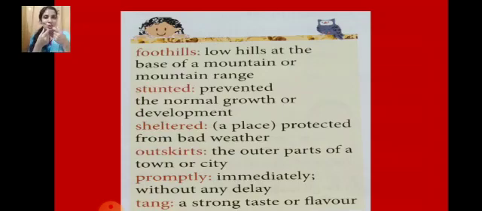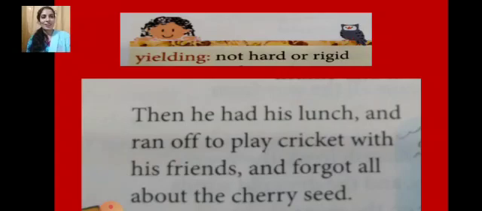He put the remaining two cherries into his mouth, promptly. Tang: a strong taste or flavor. Here is the meaning of the remaining word on page number 74. Yielding: not hard or rigid. That soil where grandfather told him to sow the seed was not very hard, it was very soft, and more production can be done there.